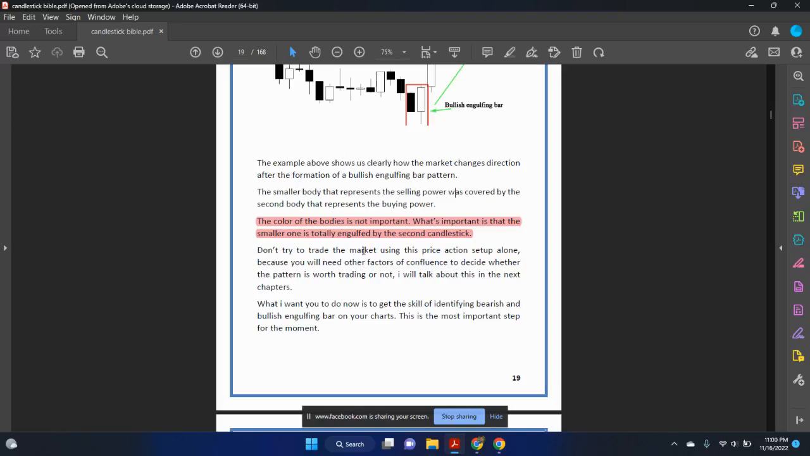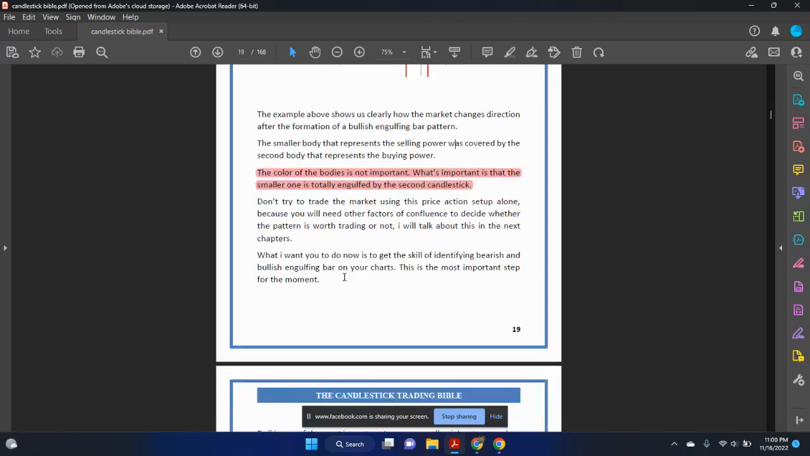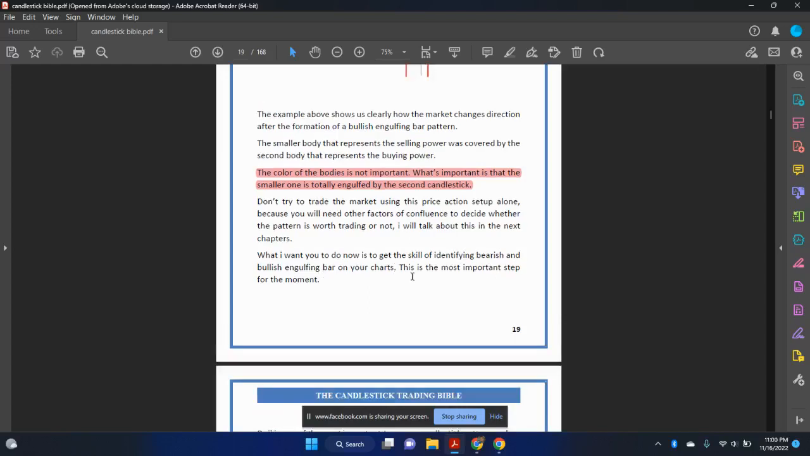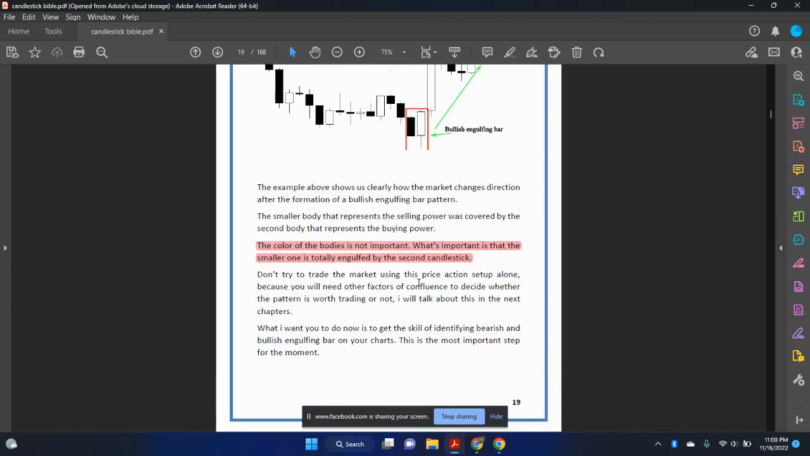Don't try to trade the market using this price action setup alone, because you will need other factors of confluence to decide whether the pattern is worth trading or not. I will talk about this in the next chapters. What I want you to do now is to get the skills of identifying bearish and bullish engulfing bars on your chart. This is the most important step for the moment.